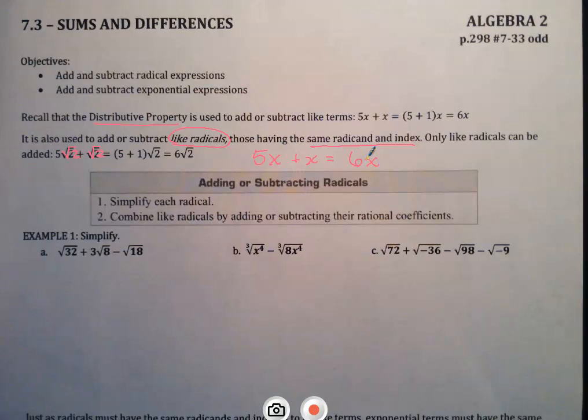Same thing, except now instead of having an x, we have a square root of something. Because you're assuming that technically it's like 1x, so there would be 1 times the square root. Yep, there's technically a 1 there.